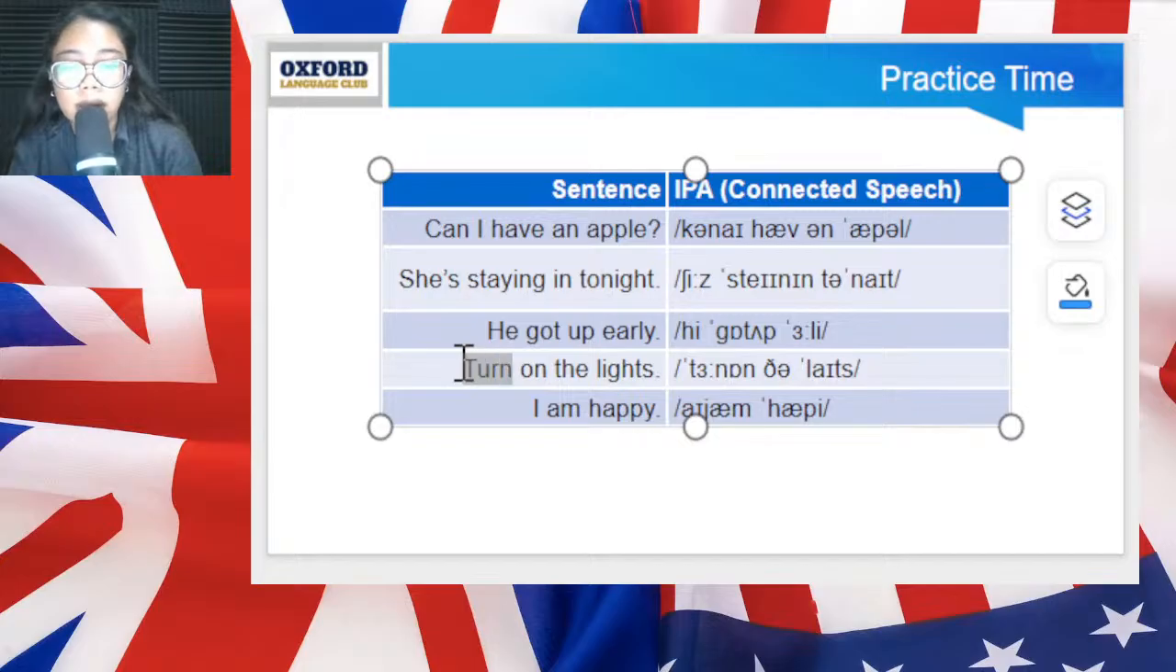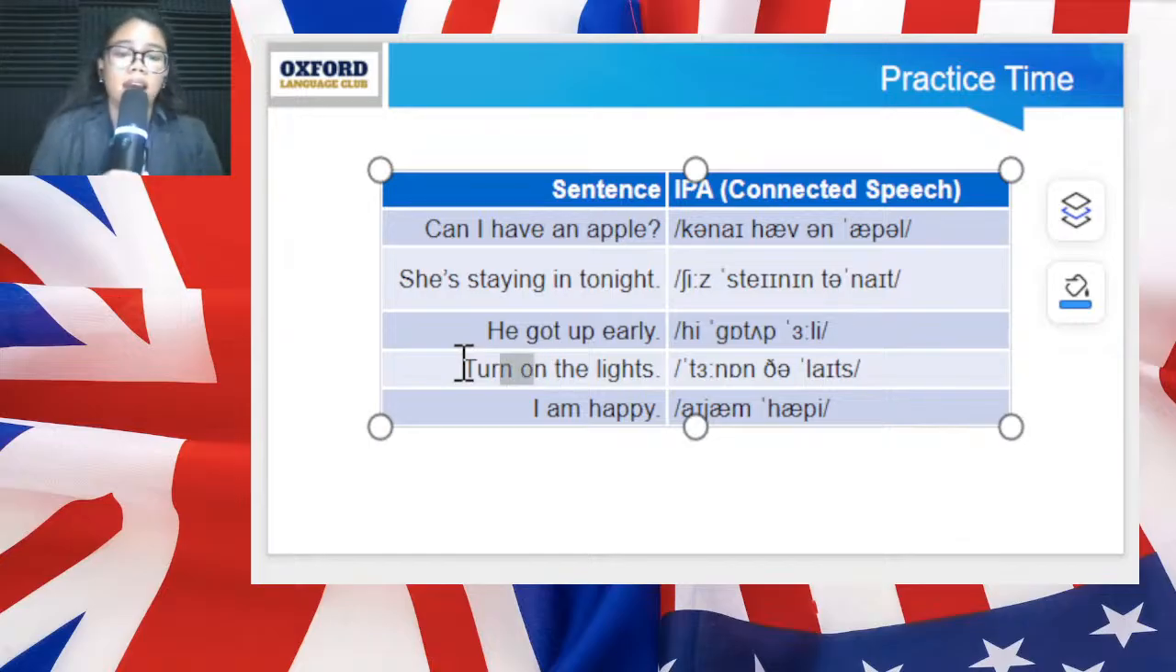Turn ends with an N sound and on starts with an O sound. Okay? Let me highlight that. The N sound from turn easily connects right into the O sound of on. So it sounds like turn on. Turn on. Okay? Turn on.